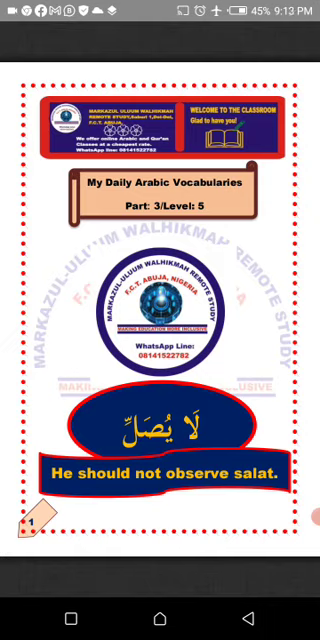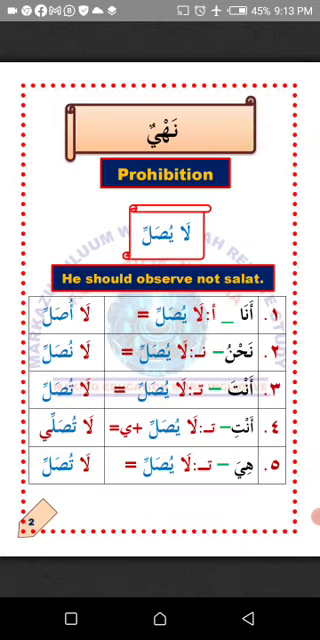Happy listening. We are going to learn from this lesson how to change the Arabic verb la yusalli to suit some certain pronouns in Arabic. Nahayun, prohibition. We are going to learn how to instruct others not to do something using different forms of verbs in Arabic. The question is, how do we change the verb la yusalli to suit the pronouns below?